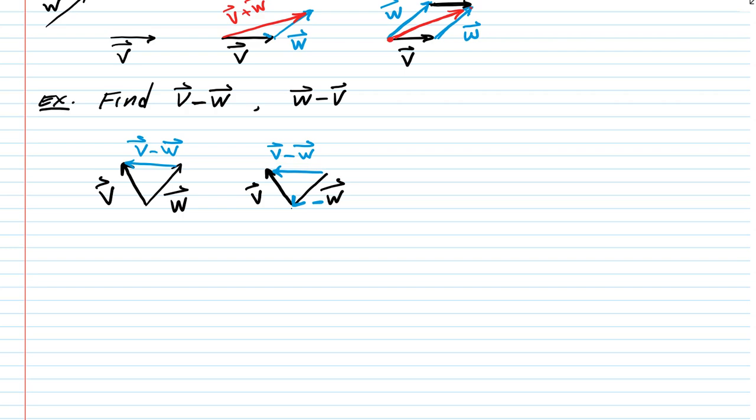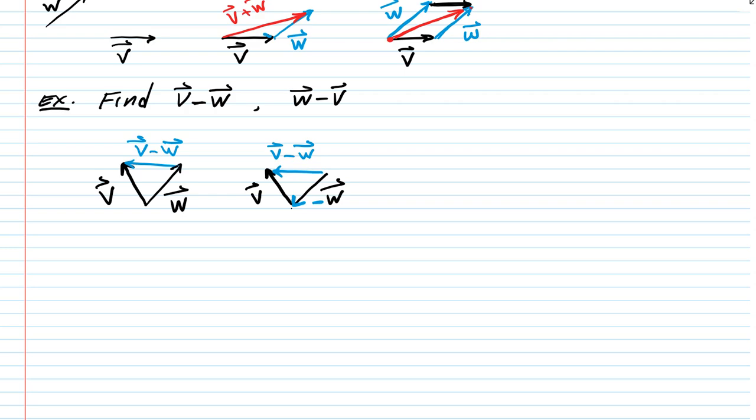Okay. So we can make an interesting observation, by the way, here. When we have vectors that are situated like I have here, two vectors that emanate from a common point, to find V minus W, you actually go from tip of W to tip of V, and that will give you V minus W.